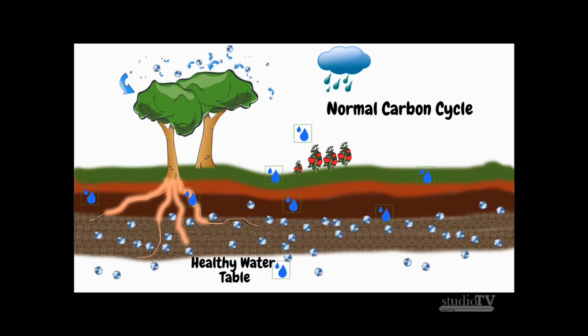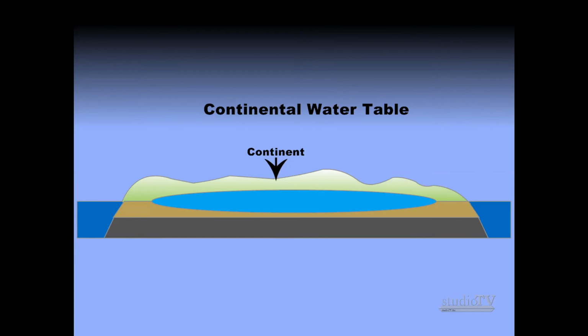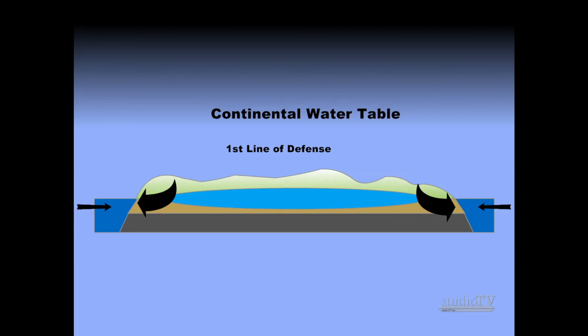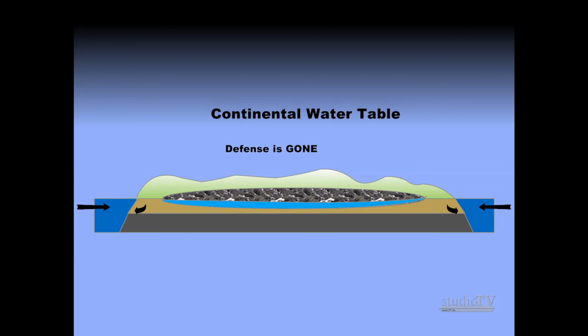Global warming is not the result of carbon. Carbon is the result of exsiccated subcutaneous layers damaged from removal of our water tables. Looking at the continental water table, we have the continent, the ocean, the aquifer. This aquifer is the first line of defense in keeping the pressure from the ocean from infiltrating into our continental structure. When we deplete the groundwater, that line of defense is gone.